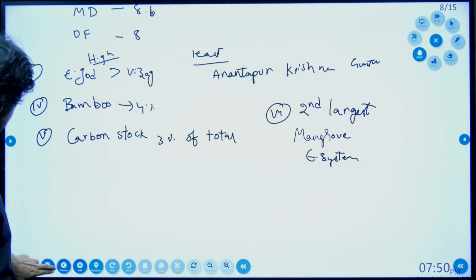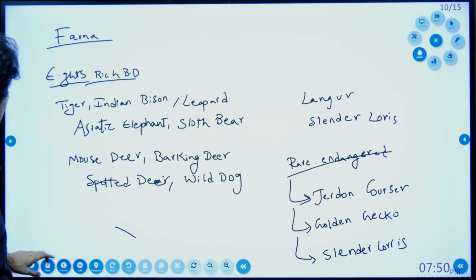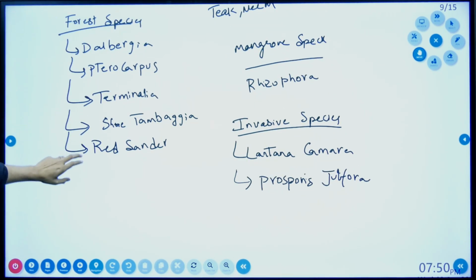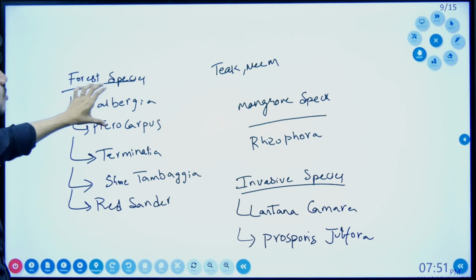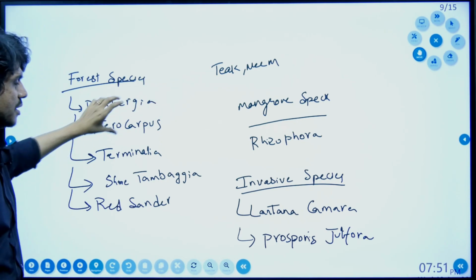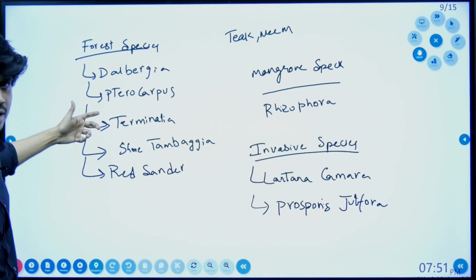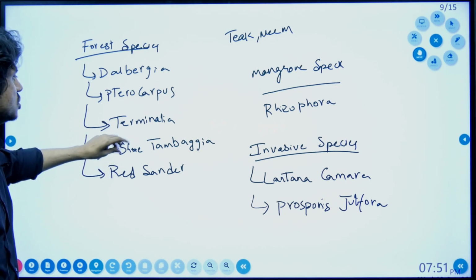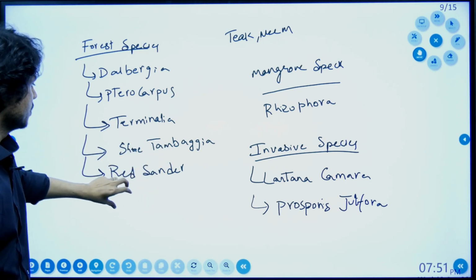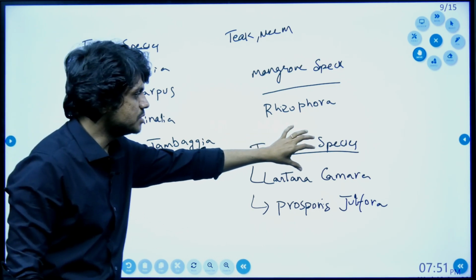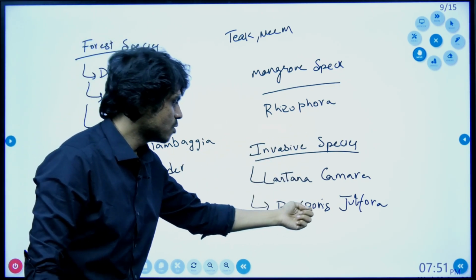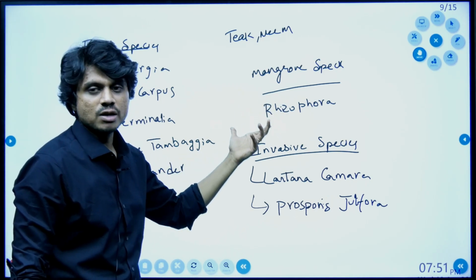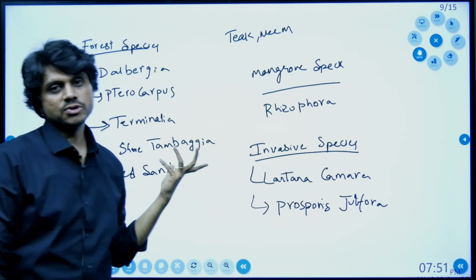flora, we will add a little bit more species. We will add some forest species also in this. You can mention the teak, neem. The species available in Andhra Pradesh: you have Dalbergia, Pterocarpus, Terminalia, Shorea, Tambergia, red sander variety, and invasive species like Lantana camara, Prosopis juliflora, and mangrove species, Rhizophora. These are available. Now you may ask, sir, do I have to remember these things?